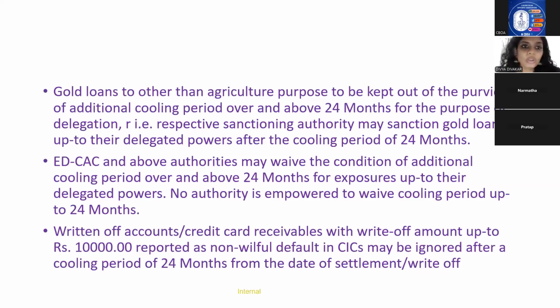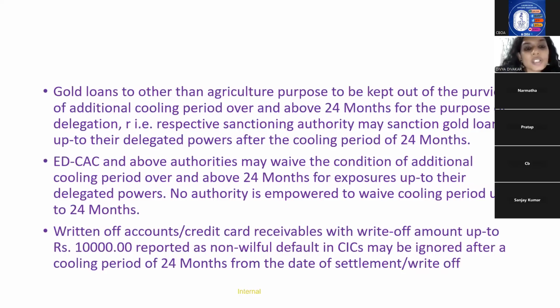So also we were discussing about this cooling period. Now regarding any gold loan to other than agriculture purpose, it has to be kept out of this purview of the additional cooling period over and above 24 months. Remember, if it is a gold loan, the respective sanctioning authority may sanction gold loans up to their delegated power after this cooling period of 24 months, even if the percentage is more. If it is a gold loan, we don't have to wait beyond 24 months.